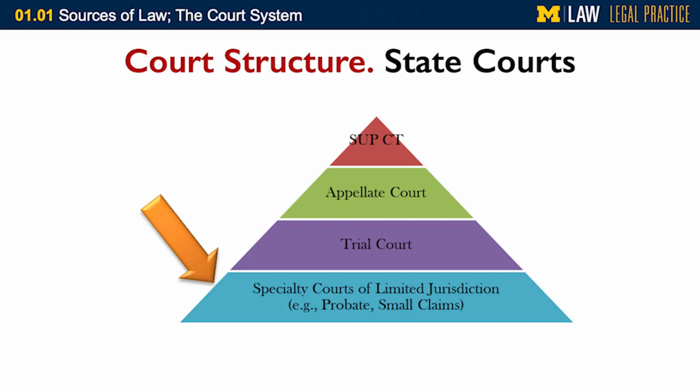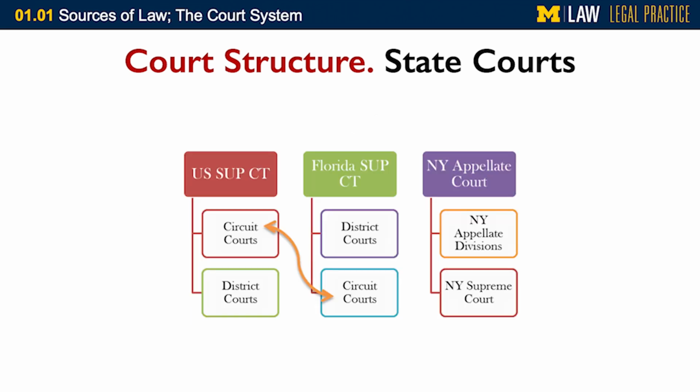Finally, most states have additional courts of limited jurisdiction, specialty courts, such as probate, which deal with what happens with people's property after they die, and small claims, in which unrepresented people can bring cases involving small amounts of money. There are a few other differences between the federal court system and some of the state court systems.